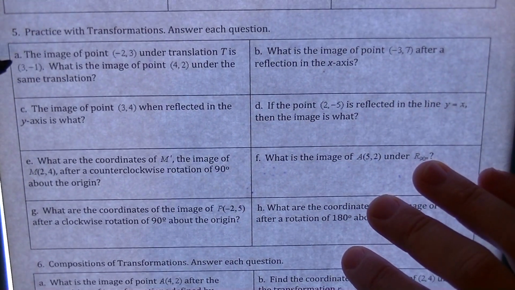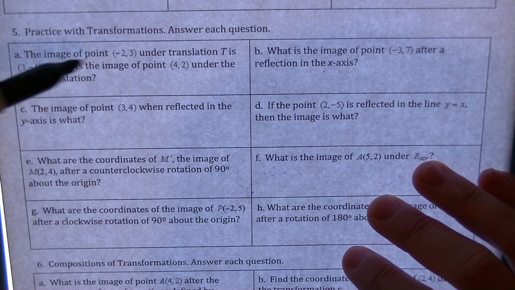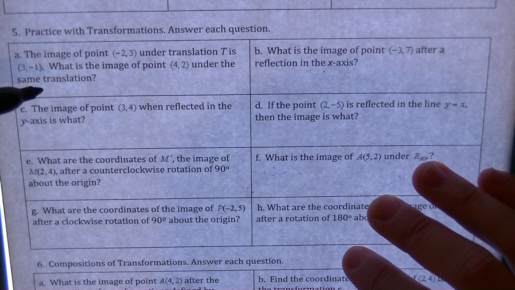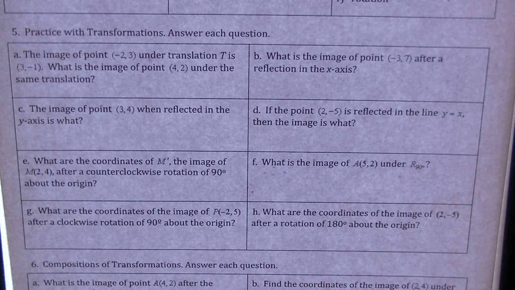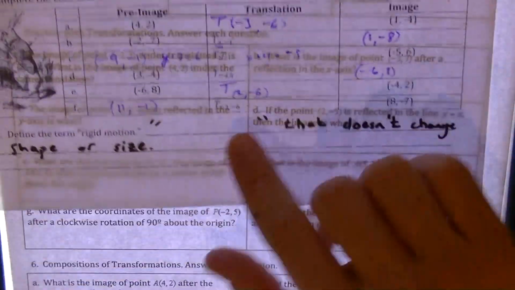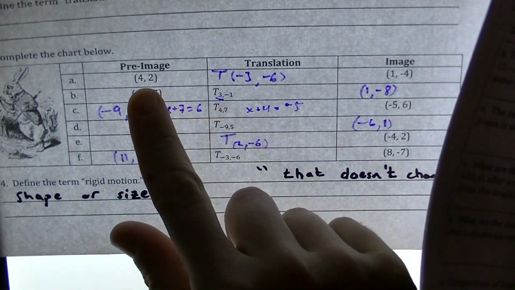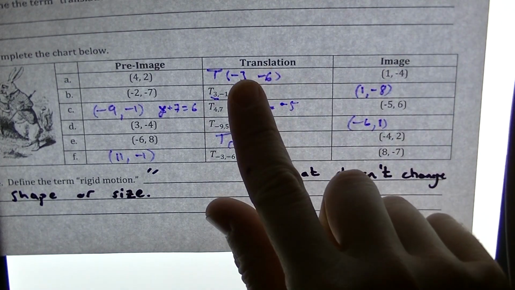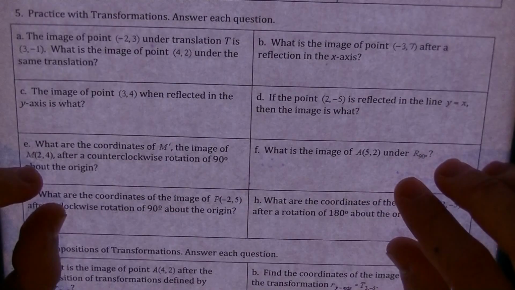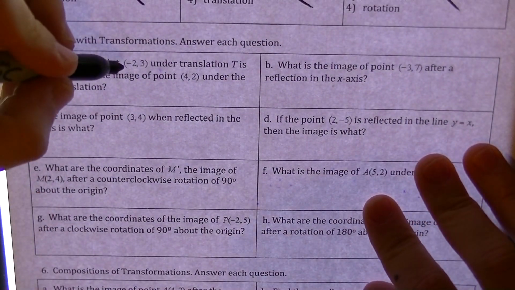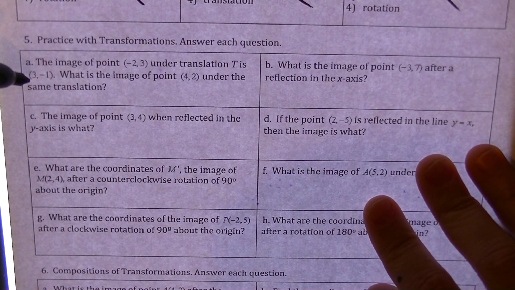Okay. The image of point (-2, 3) under the translation T is (3, -1). What is the image of point (4, 2) under the same translation? This is just like the questions that we saw over here. This one gave me a start and an end. It wants to find the translation and then do that same translation onto a new shape. So I start at (-2, 3). I end up at (3, -1).